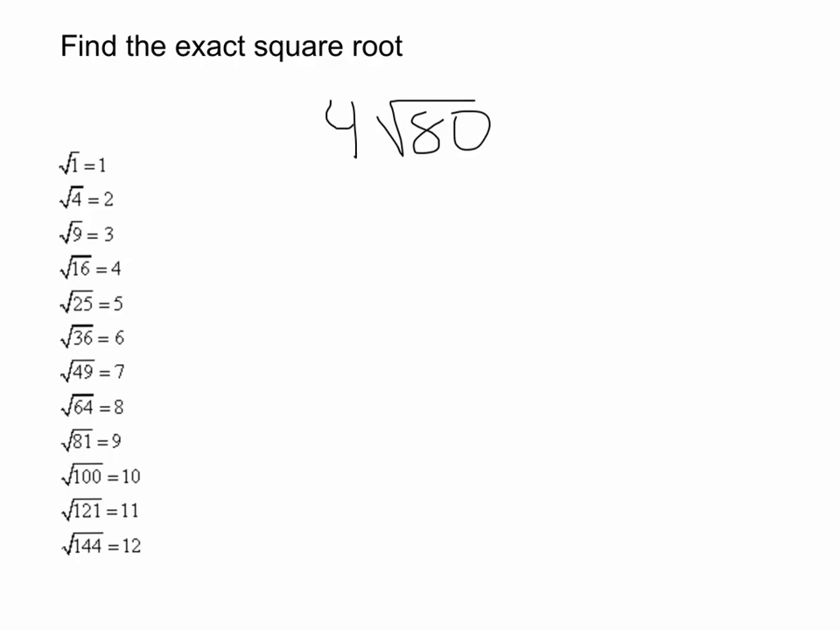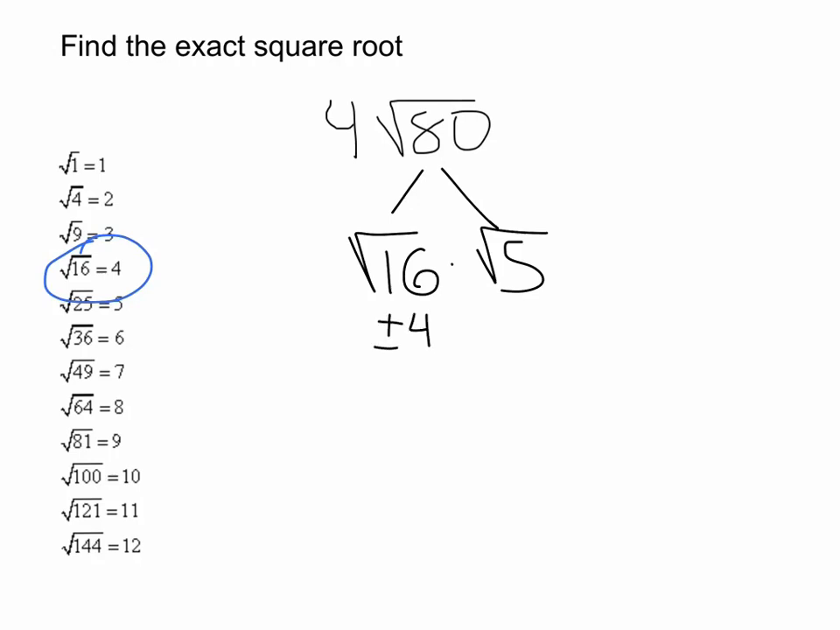So let's find the exact square root of 4 times the square root of 80. To do this, I'm going to start by factoring 80 into the square root of 16 times the square root of 5. Now 16 is the largest perfect square that'll go into 80. So my square root of 16 will give me positive and negative 4. So at this step, I have 4 outside the radical, I have positive and negative 4, and I have the square root of 5. So I can put all this back together.